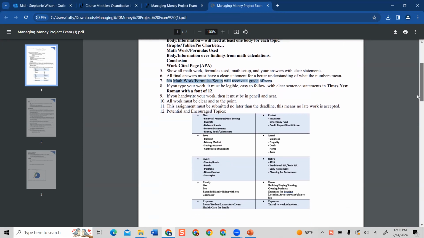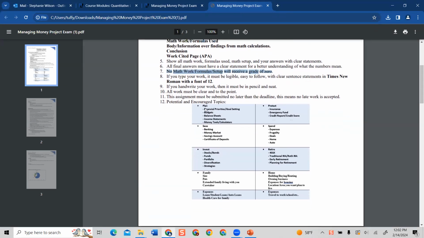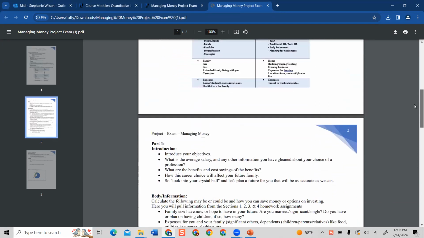This assignment will not be accepted after the 26th. The reason being is you have from today all the way until Monday the 26th, and today is February the 14th. So you have plenty of time to get this work completed and submitted to me. This right here is just helpful topics, helpful information you may want to research, apply to your life, whatever. It's just potential encouraged topics.